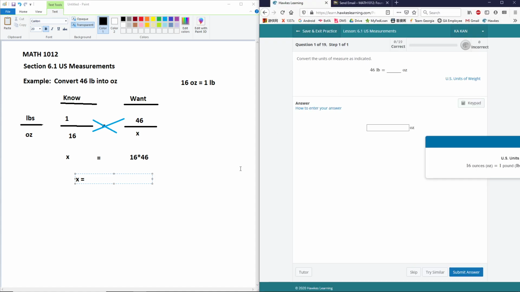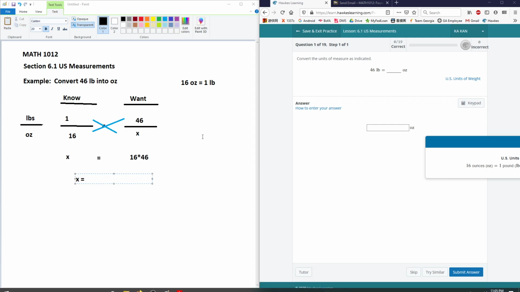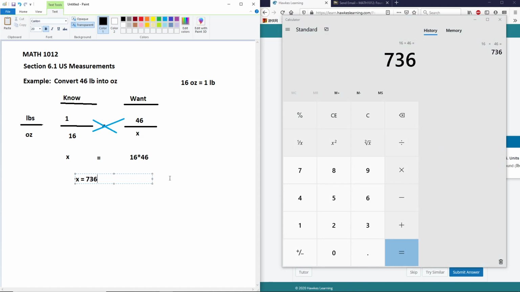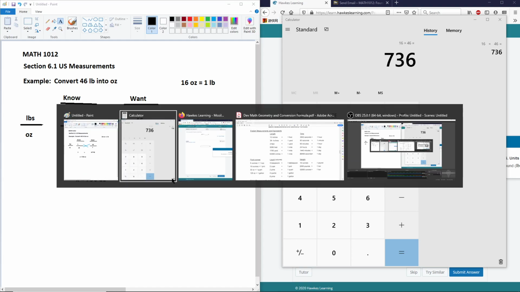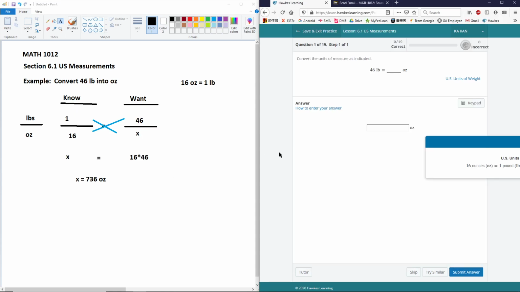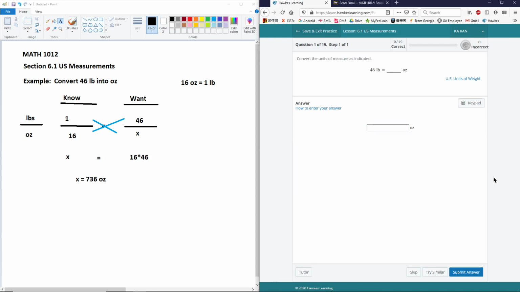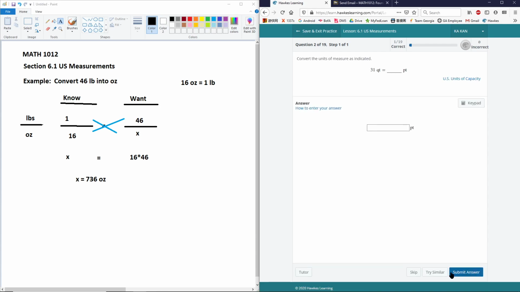Let me see. Calculator. 16 times 46. And that would be 736 ounces. And that's the answer. That's it. So let me go back to the question here. So we don't need this anymore. So this is 736. Done. Pretty easy, right? Let me try another problem.